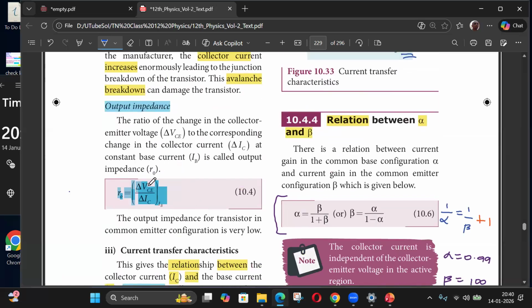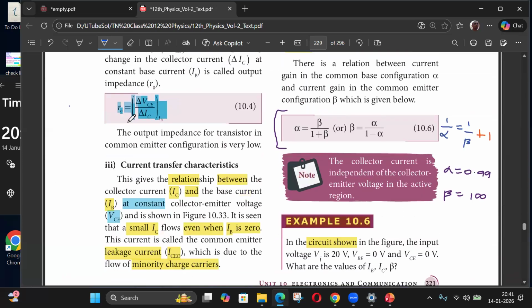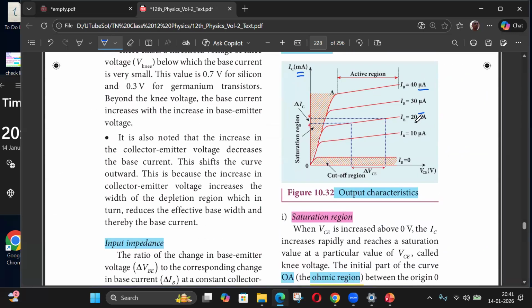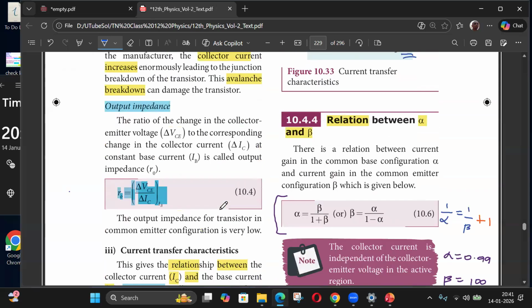Output impedance. So output voltage is VCE and the output current is IC. Emitter is common. So this is for a given other parameter, which is IB. So these are drawn for different IBs, right? So I have to choose one particular IB, that is choosing one particular curve, and then do this delta V by delta I to get the resistance. So that's a measure of resistance, delta V by delta I. So that's called output impedance because it's across the output terminals.